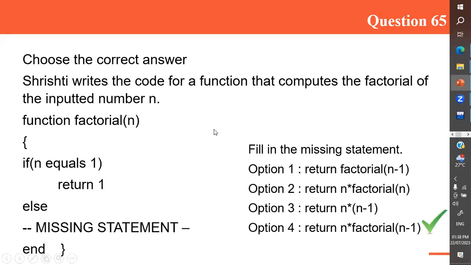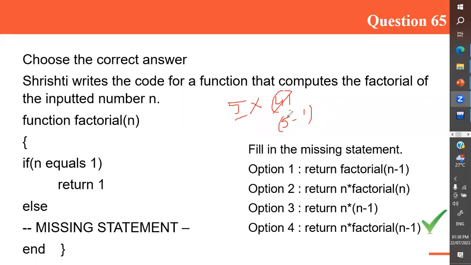Going for the next one. Nothing big. I hope everyone knows this factorial program. If anyone doesn't know, it's very simple. If I ask what is 5 factorial, what can I tell? 5 into 4 factorial. 4 factorial can be written as what? 5 minus 1 factorial, right? It is like n into factorial of n minus 1. That's it. That only we are writing as an expression.